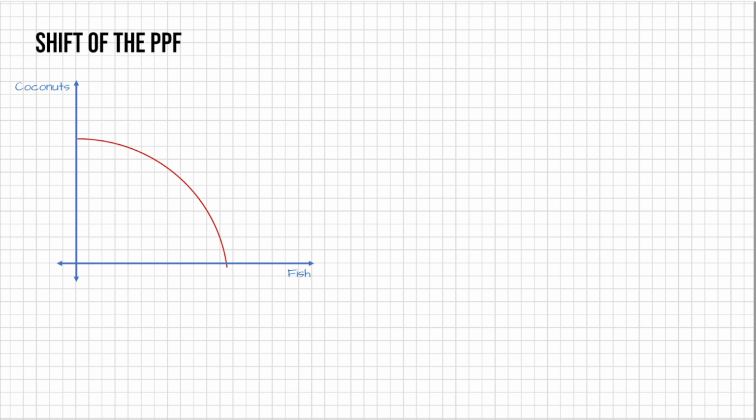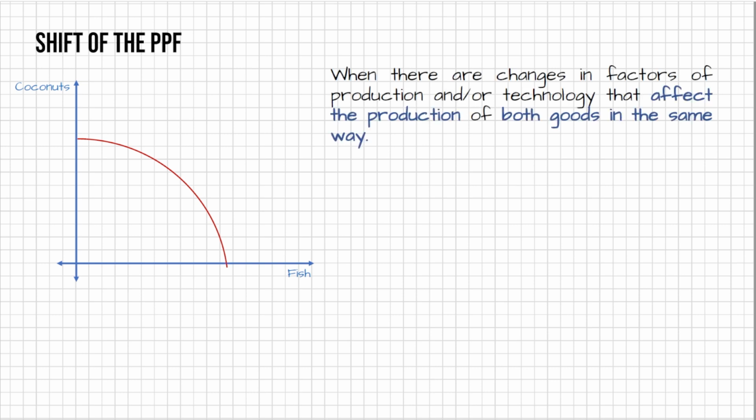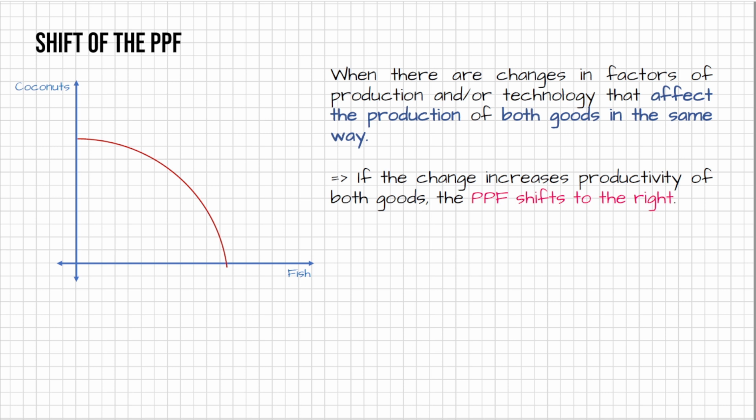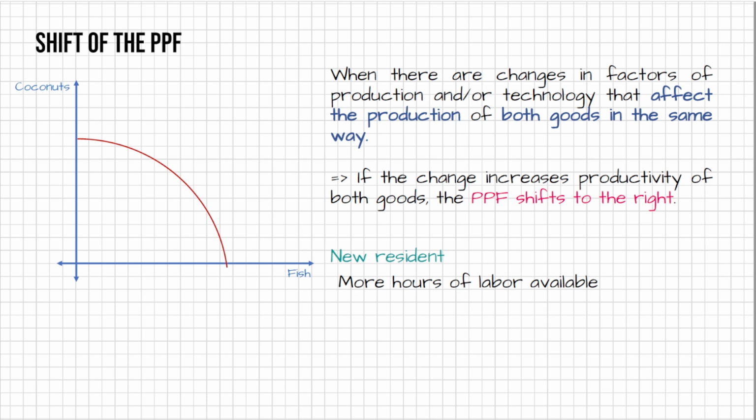Here we have an example of a very simple economy that produces two goods, coconuts and fish. The PPF shifts to the right or to the left when a change affects both goods at the same time. If the change increases productivity, the PPF shifts to the right. For example, let's say a new person moves to this island. That means more hours of labor available, which increases productivity of both goods, and the production possibilities frontier shifts to the right.